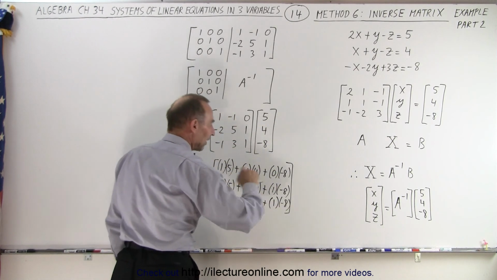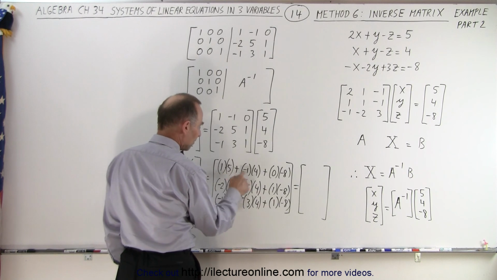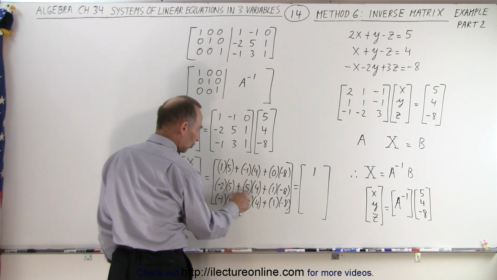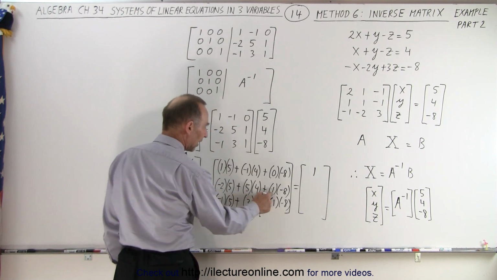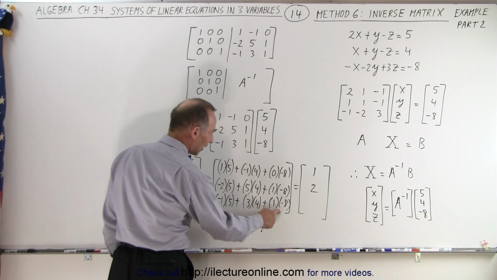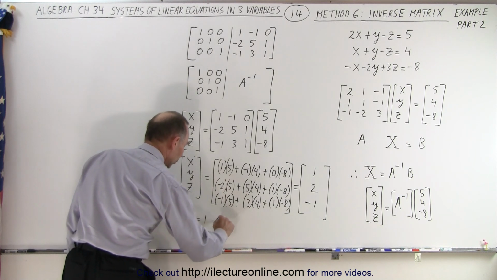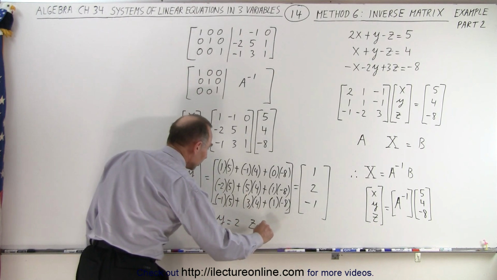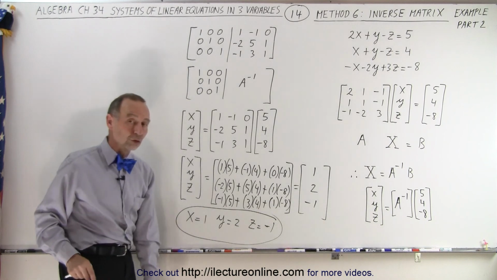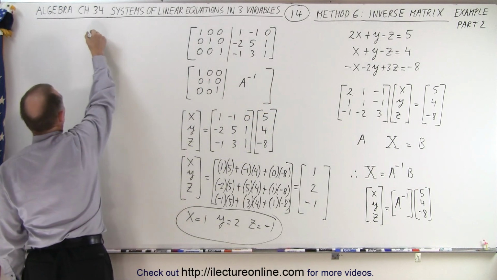And now all I have to do is simplify this into a single set of three numbers. So here I get 5 minus 4, which is 1, plus 0, that gives me 1. Negative 10 plus 20, that's plus 10, minus 8, that's equal to 2. And minus 5 plus 12, that gives me a plus 7, minus 8 gives me a negative 1. In other words, x is equal to 1, y is equal to 2, and z is equal to negative 1. So you could see the same thing over here, or you could simply write it out like this as a solution. Now just to make sure that we did this correctly, let's plug it into one of our equations to make sure these are the correct answers.